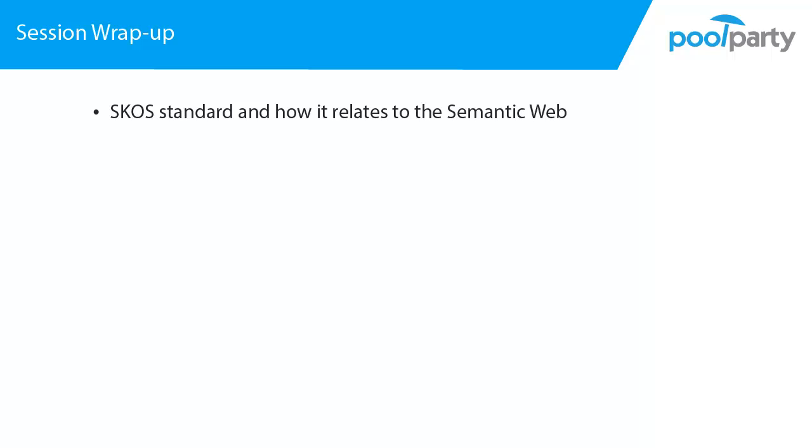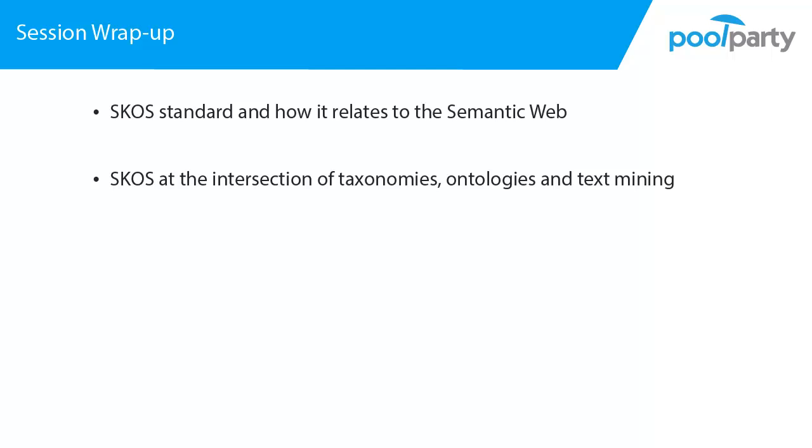Now you know how the SKOS standard relates to the semantic web. You know that you create data triples that are essential for the semantic expressivity, and that you create single URIs for your concepts. You know that based on SKOS you can extend your knowledge model towards custom schemes and ontologies, and that these knowledge graphs are the basis for text mining analytics.